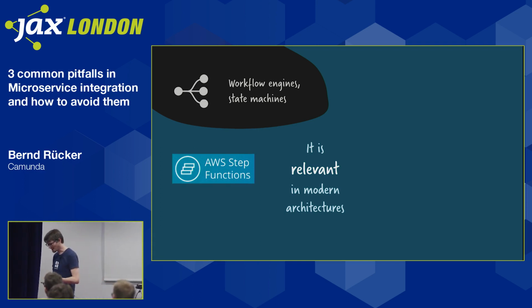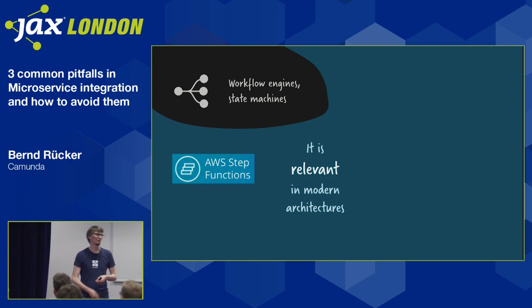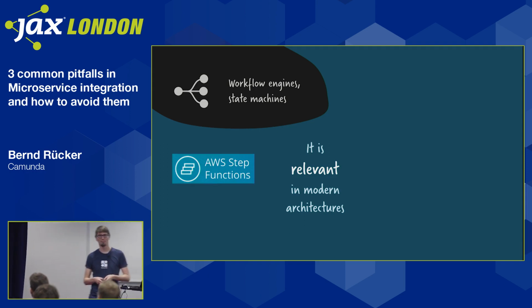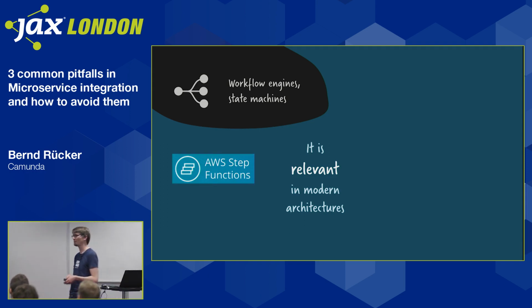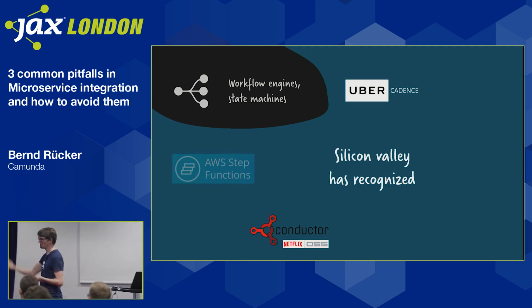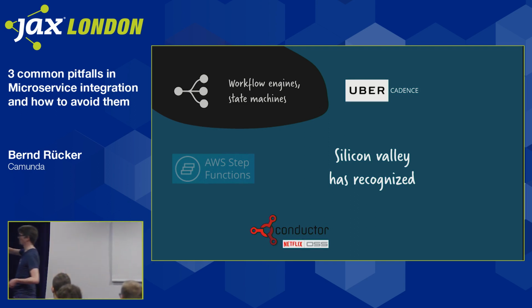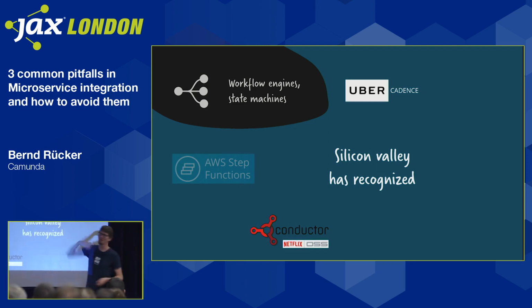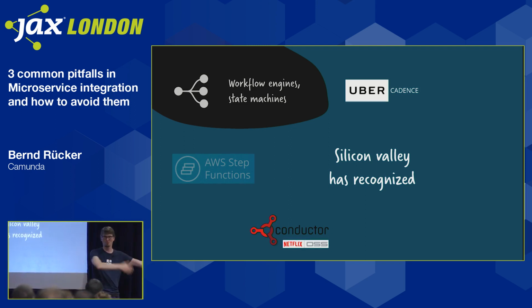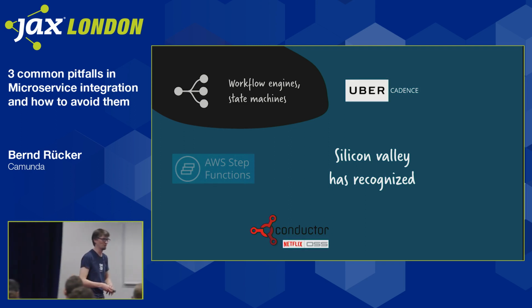Then we have the Silicon Valley companies: Uber did Cadence, Netflix did Conductor, Airbnb did Apache Airflow. So they are reinventing some kind of workflow engines, which is interesting to observe because they have that kind of problem to solve. They're very opinionated for their environment. For example, Uber's Cadence is Go and Cassandra. If you're not running Go and Cassandra, it might not be for you.